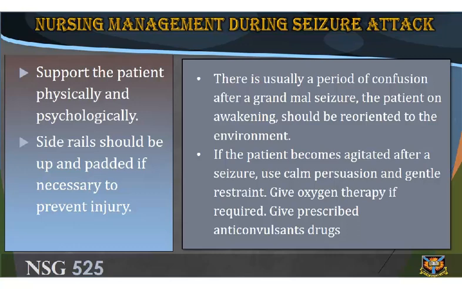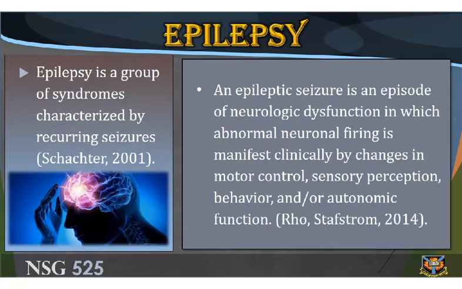There is usually a period of confusion after a grand mal seizure. The patient on awakening should be reoriented to the environment. If the patient becomes agitated after a seizure, use calm persuasion and gentle restraints. Give oxygen therapy if required. Give prescribed anticonvulsant drugs.